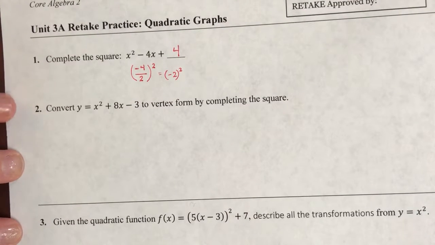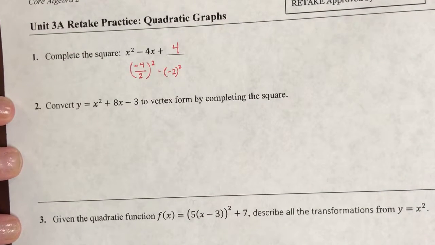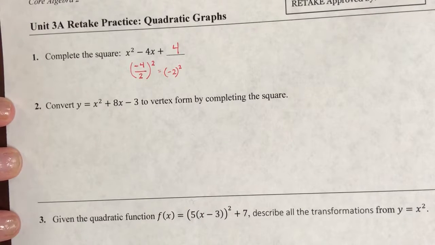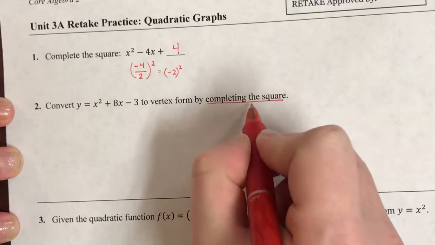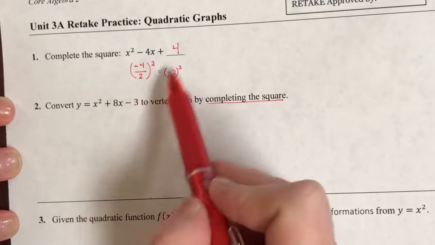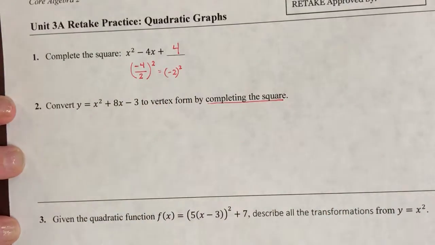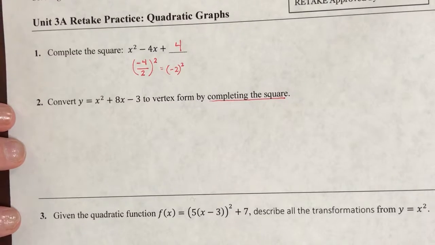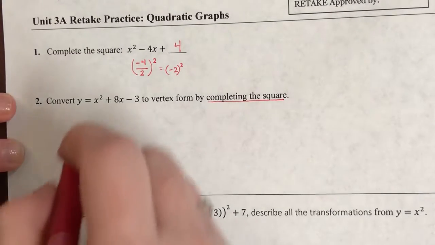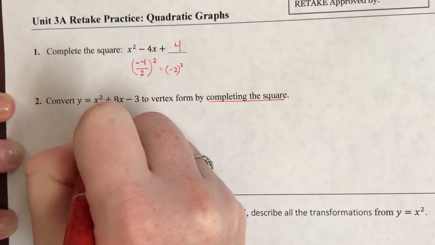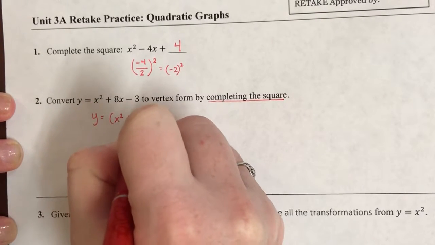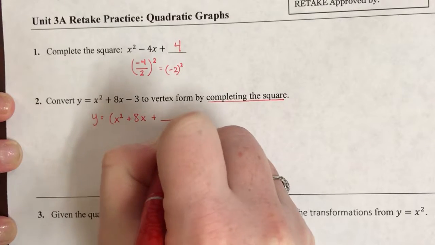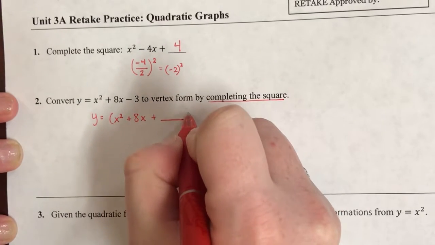Number 2, convert y equals x squared plus 8x minus 3 to vertex form by completing the square. Completing the square is using this process that we did in number 1 so that we can factor it as a perfect square. So your first step is to write out the equation, leaving a blank to create the perfect square.